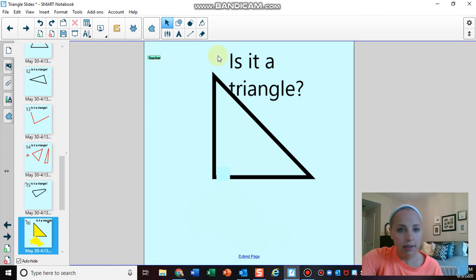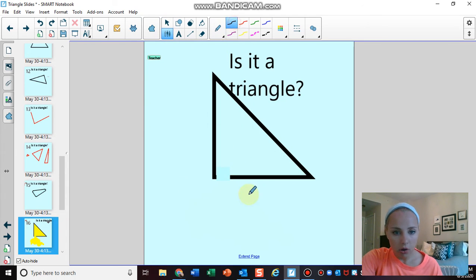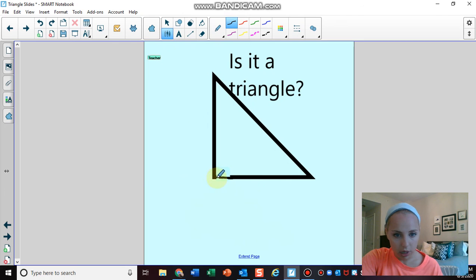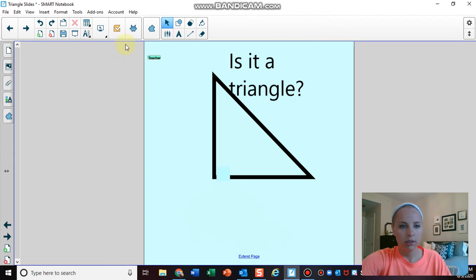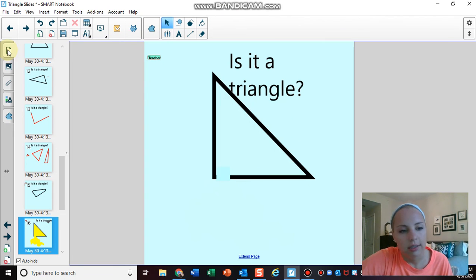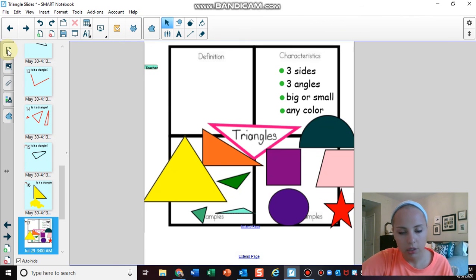And you guys know why this can't be a triangle, because we see that opening here. In order to be a triangle, it would have to be a closed shape. So we would have to go back and close it. Now we could call it a triangle. But now it wouldn't be because it's not closed. So again, triangles have to have three sides, three angles.